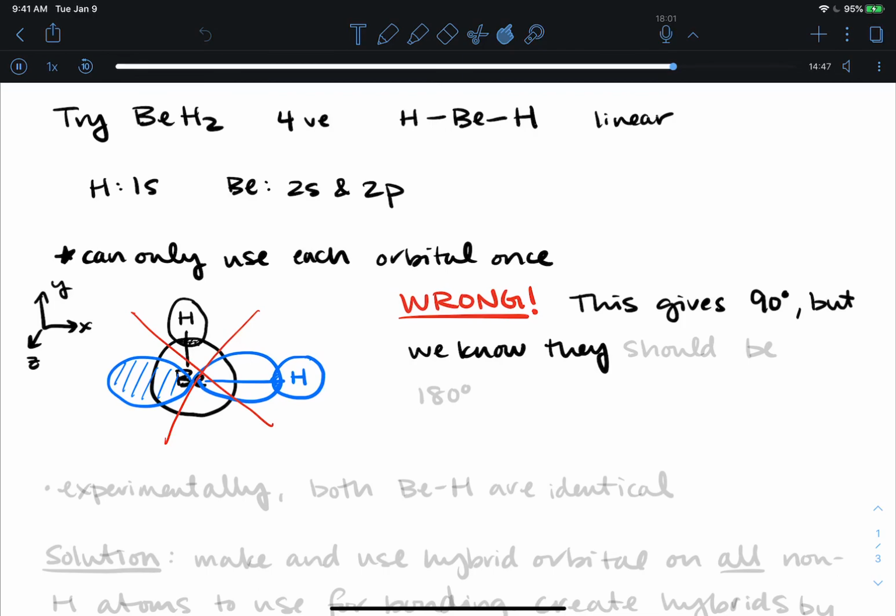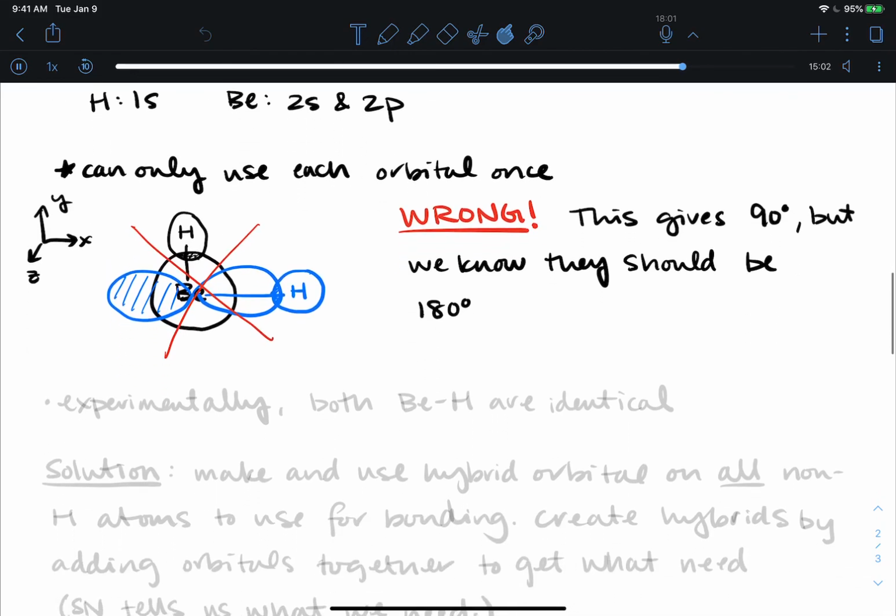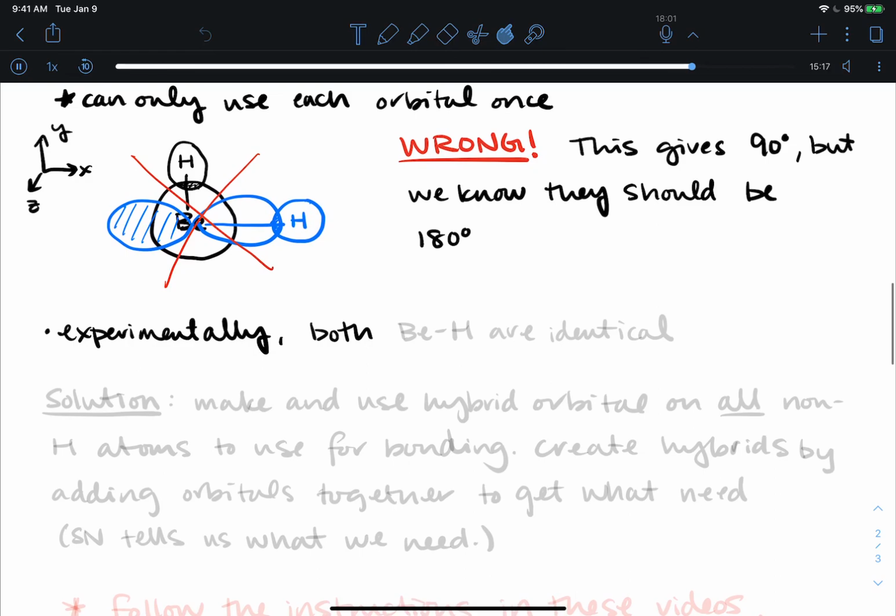And so what valence bond theory will do is say, I know what my bond angles should be. How can I combine my orbitals to make that so? Also, if we do some experiments on BeH2, we can find out information about those bonds, and experimentally, both Be-H bonds are identical. So they would have to be between that s orbital on hydrogen and the same type of orbital on beryllium.